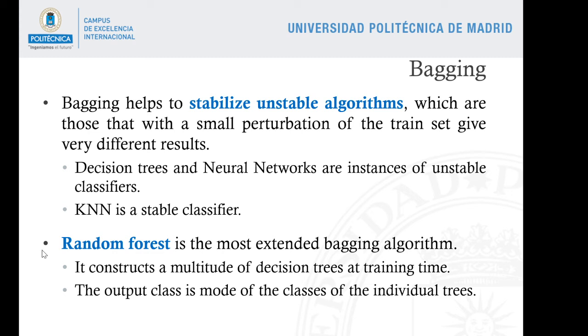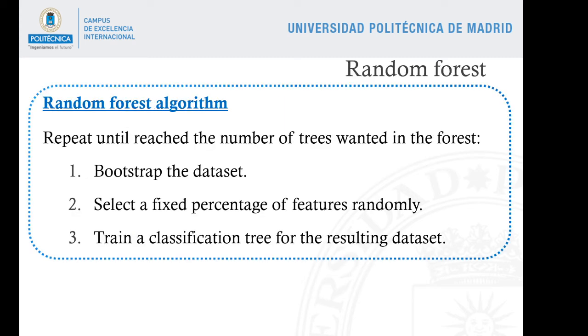The most representative algorithm here is random forest. Okay, it's the most extended bagging algorithm. Random forest constructs many decision trees at training time, and the output is the mode of the class. It is the class that most of the trees said is the correct solution. Algorithm: you have to repeat until you reach the number of trees that you want. The number of trees is a parameter of the, well, actually it's a hyperparameter of the algorithm.